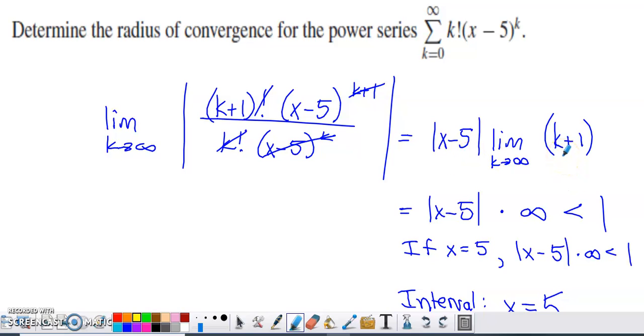This limit is an easy one, right? Put infinity in place of k, and what you end up with is infinity. So I end up with this times infinity. I'm needing to know when this result is less than 1, because when this result is less than 1, that's when I converge.